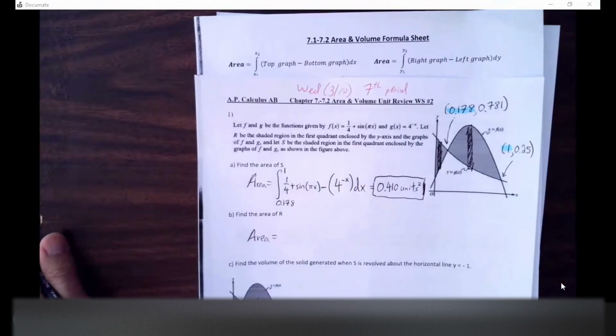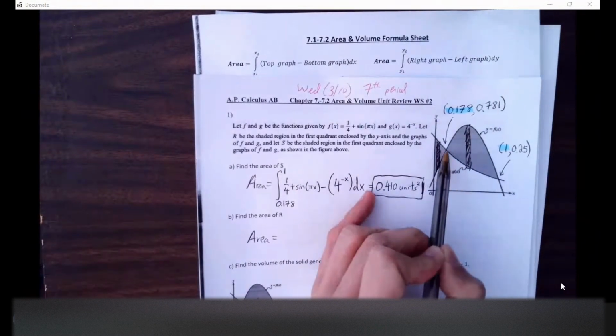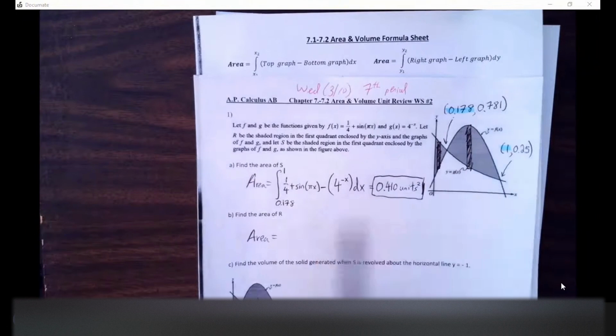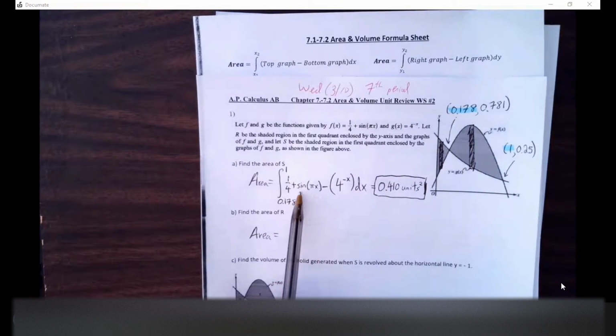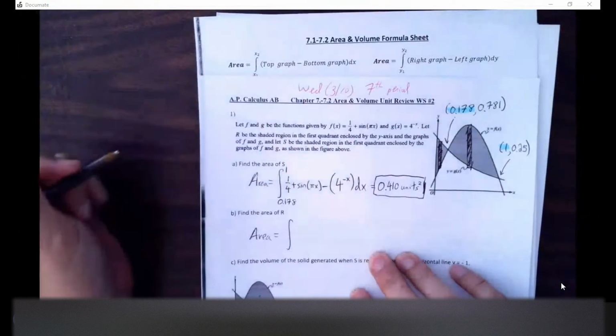It's along the y-axis. Yeah, okay, that's true. So the bounds are different, right? We can say from 0 to 0.178, but can we just do the same thing that we did for area S? No, it's the opposite. Yeah.